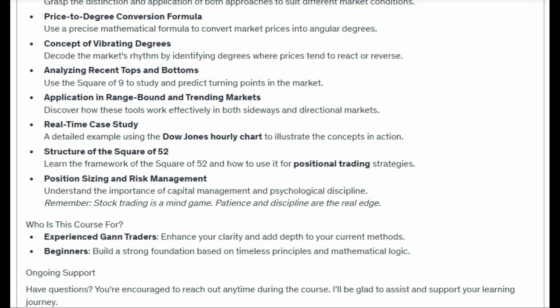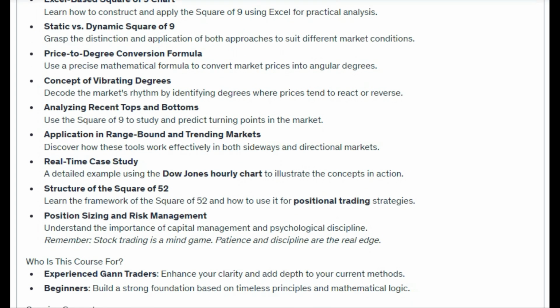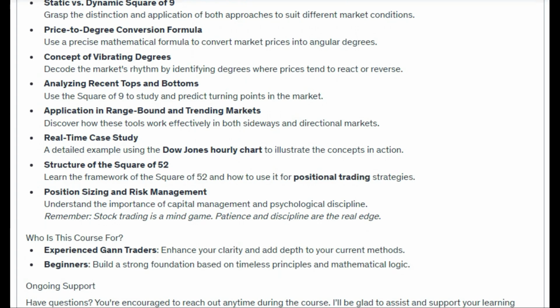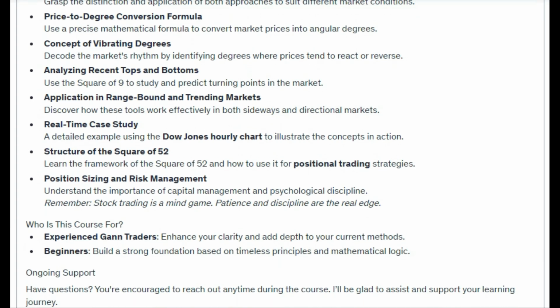in positional trading strategies. But one advice from my side: stock trading is a mind game, and patience and discipline are the real edge. Understand the importance of capital management and psychological discipline.